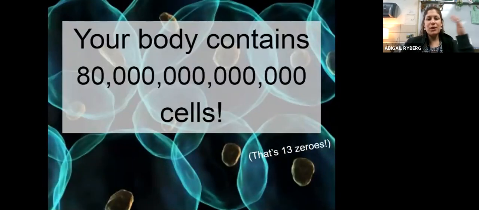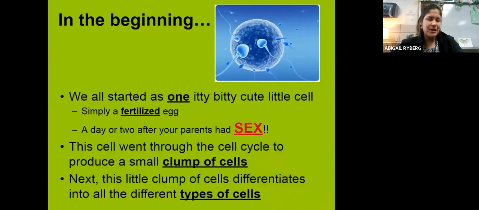Let's put in perspective how many cells are in our body. Our body has that many cells, which is a lot. That's 13 zeros, right? And those cells had to have come from some original cell. And the process of making all of these cells is actually not as easy as it sounds. So let's go back to the very beginning of you.